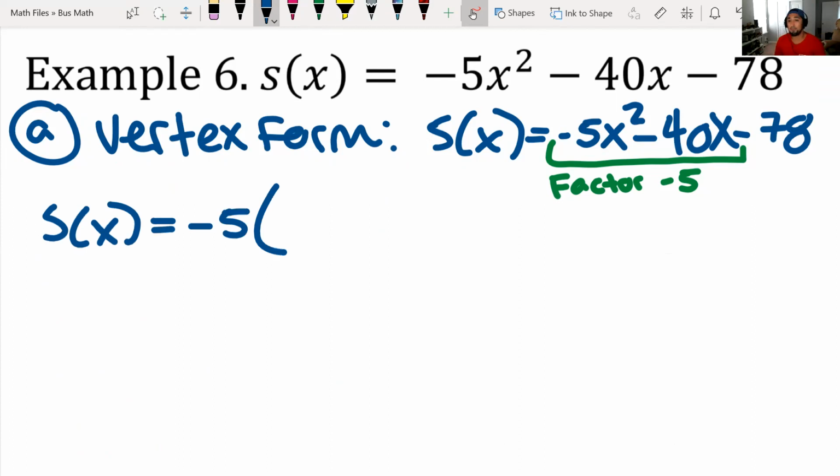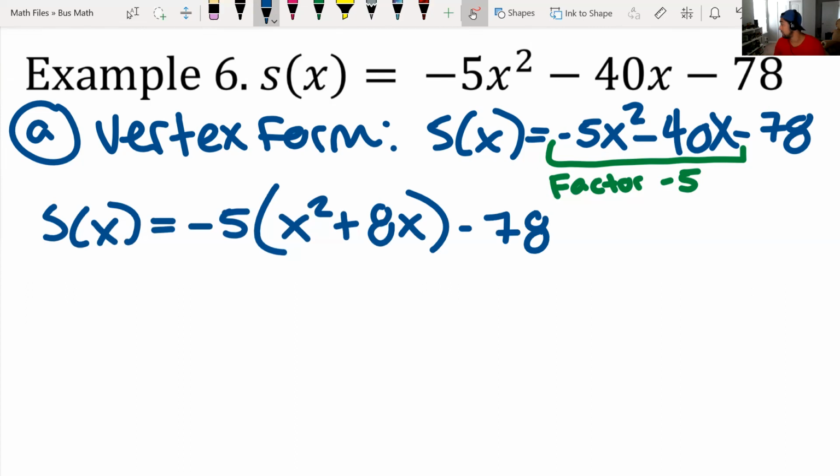If I take that -5 out, from those two terms only, remember, only from the x terms, I'll get positive x squared plus -5 from 40 is positive 8, right? 8x minus 78. Okay, and now we look, and that leading coefficient is now 1, which means we are ready to complete the square.